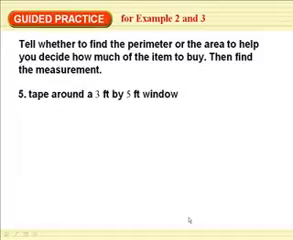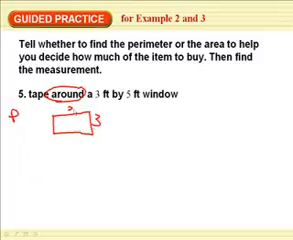To tape around a 3-foot by 5-foot window, so if you're going to put tape around it, there's the key, you're surrounding it, so that's perimeter. So 3 by 5. Those numbers are small, so you could just do 5 plus 5 is 10, 3 plus 3 is 6. You would just need 16 feet. You can do that really quick. You don't need to write any formula.